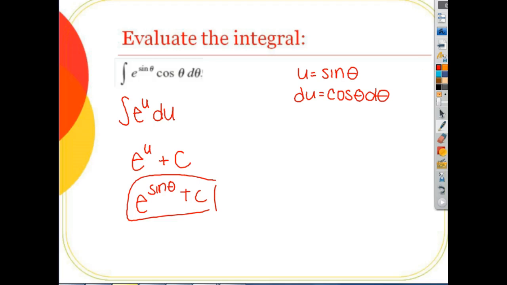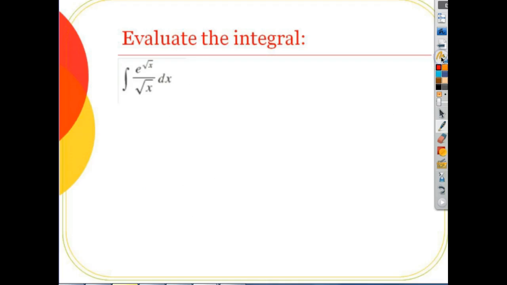So what happened to the cosine? The cosine theta d theta became du. Remember the u is going to be the exponential function's exponent. So it's actually easier when you have the e's because the decision is pretty much made for you.